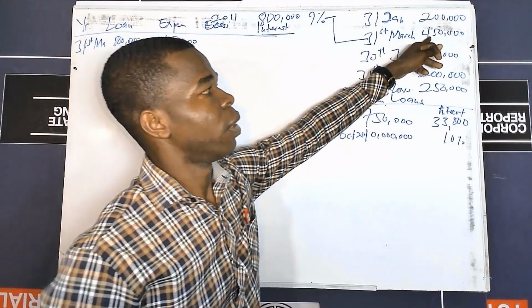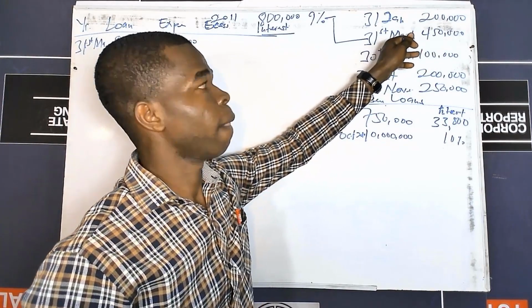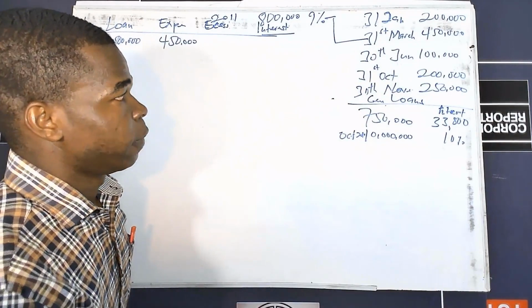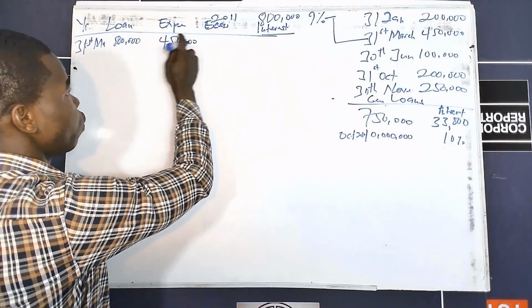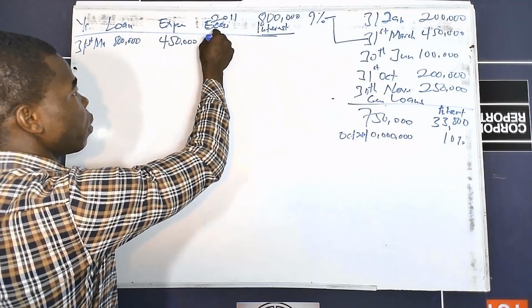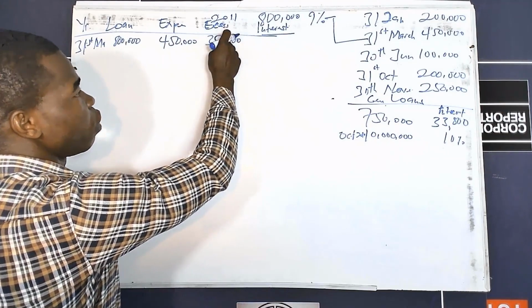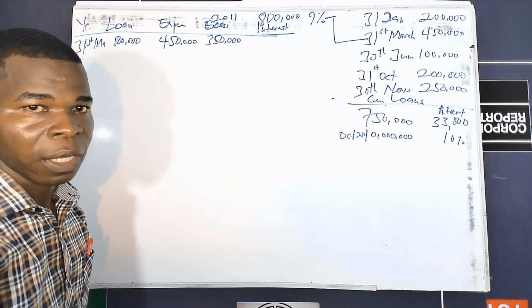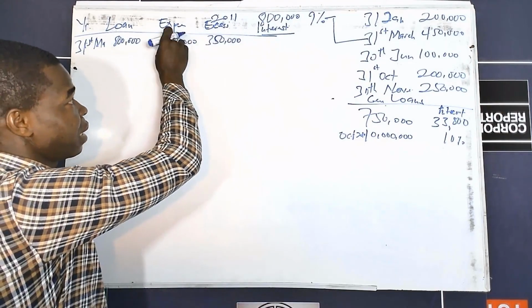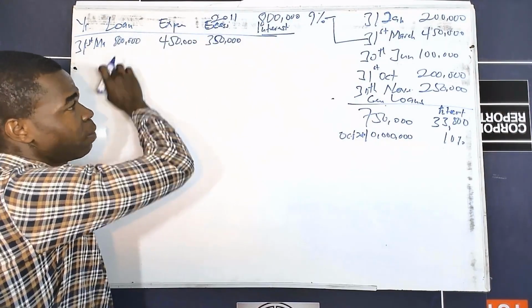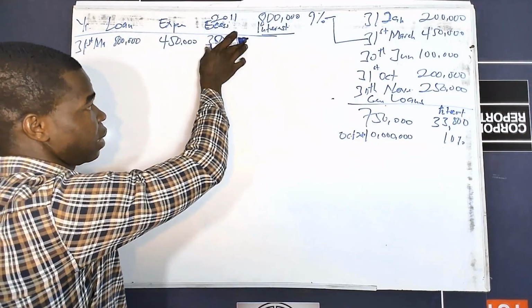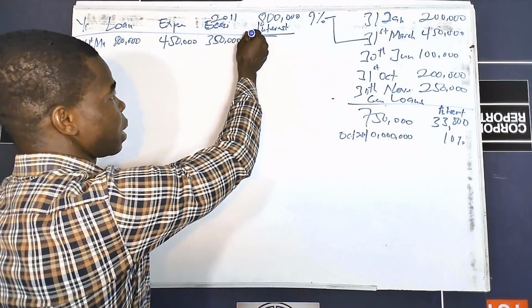So we took the loan on 31st March, and then the excess will be 350. So it is this excess that is going to attract the interest. Is that okay? Because this is the excess. As at this day, we have spent 450 of the specific loan, and therefore this is the excess. This is what's supposed to attract our 6%.